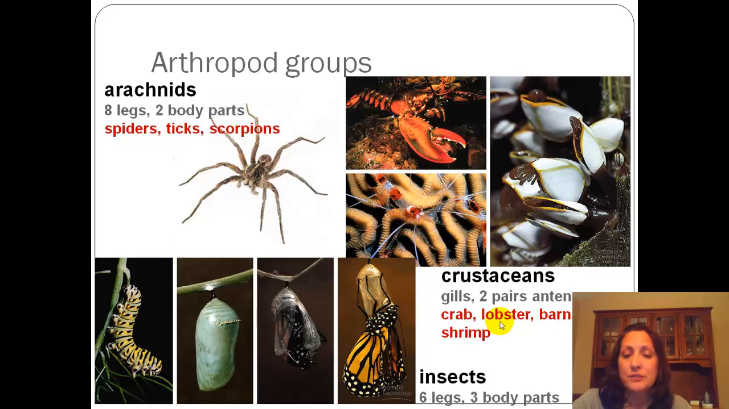Okay, and then the last group are the insects. And the insects have 3 body parts. They have a head, which is separate. They can move their head separate from their thorax. Spiders can't do that. And they have an abdomen. And they have 6 legs.